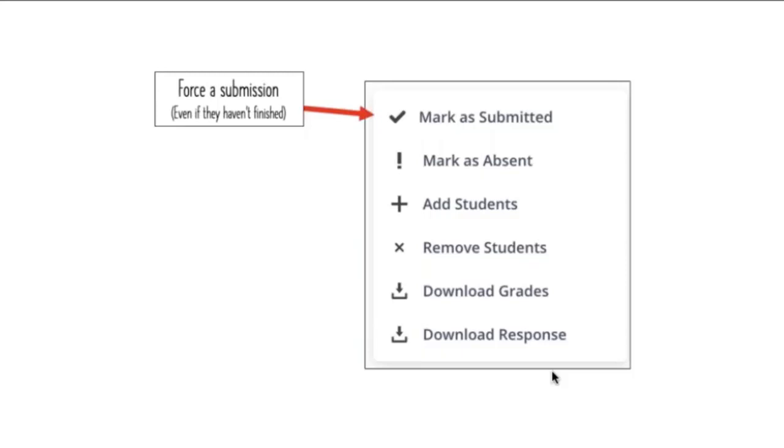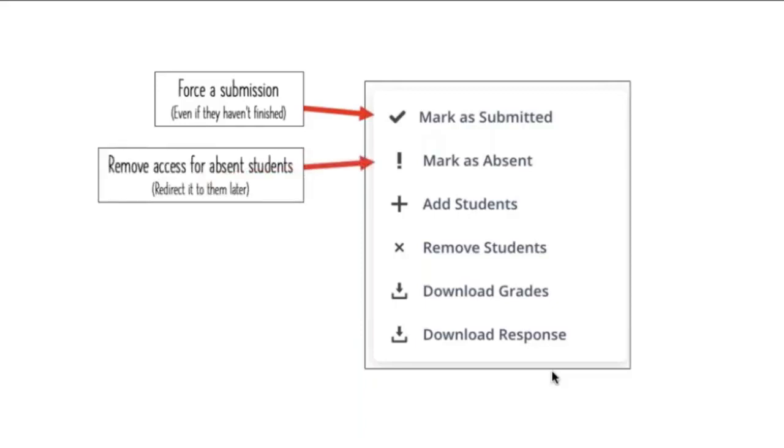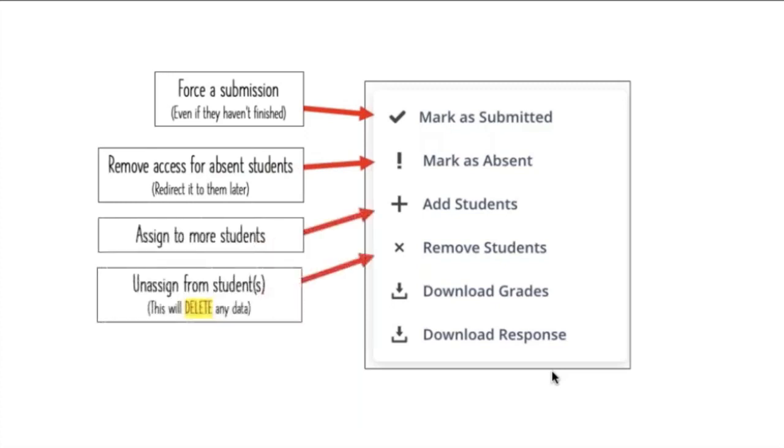Let me slow down. All right, so I can force a submission even if they haven't finished, and it'll capture the data. So sometimes kids finish but don't click that final submit button or some goofy things like that. You can just submit whatever's there, and you have it. You can mark as absent, remove their access because they're not there and you're worried about the security of your test or whatever. You can add, assign more students, remove them.